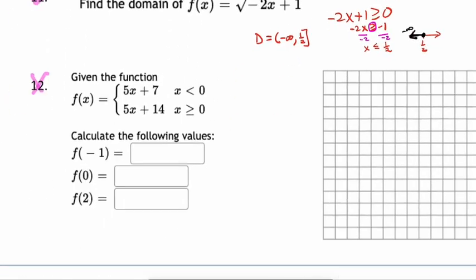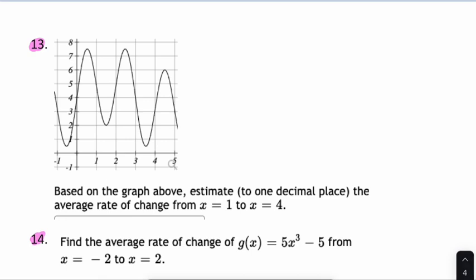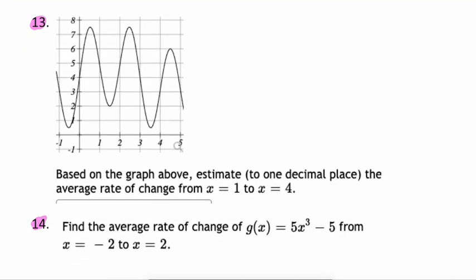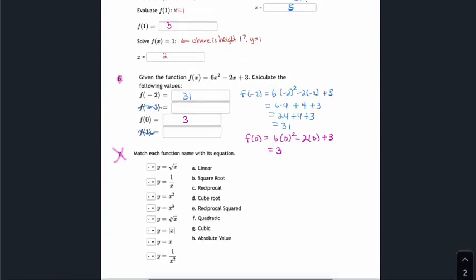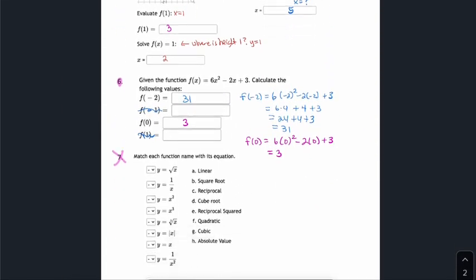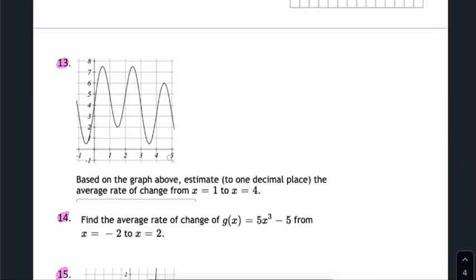Okay. We're going to skip number 12. Could we please look at 13? After we skipped 7, did we also skip 8? Yes, we did. Okay, let's go to 13.